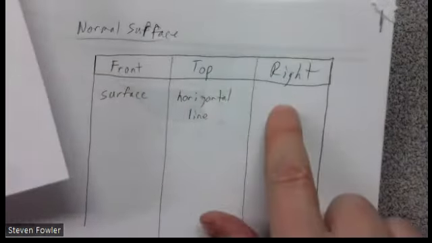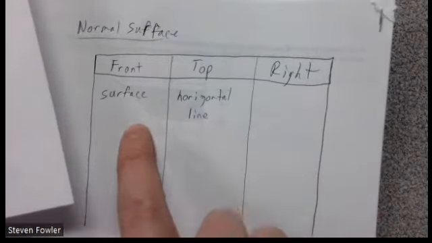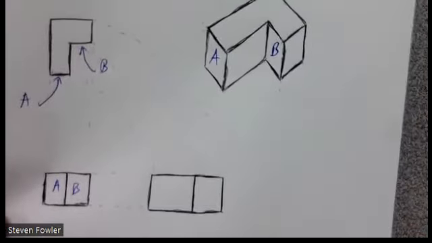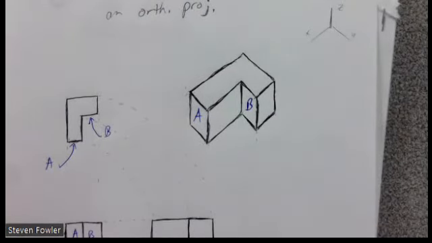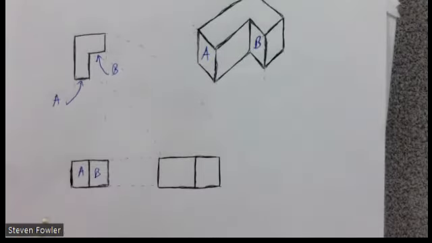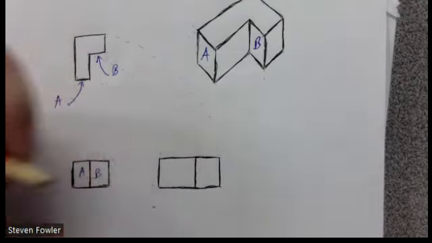Okay, and what about in the right projection then? So A and B are my surfaces in the front projection. Where do these guys live on the right projection? We can start with an easier one. Where does A live on the right projection? Where's A on the right projection? Vertical. Exactly.